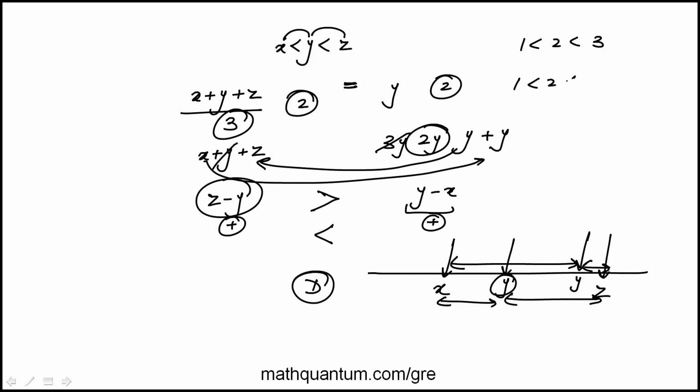So maybe I'll pick 1, 2, and 6. The reason is because now the average, x plus y plus z, which is 9, divided by 3, will be 3. And then y is 2. So now here quantity A is greater. So earlier it was equal. Now it's greater, and that would show D.